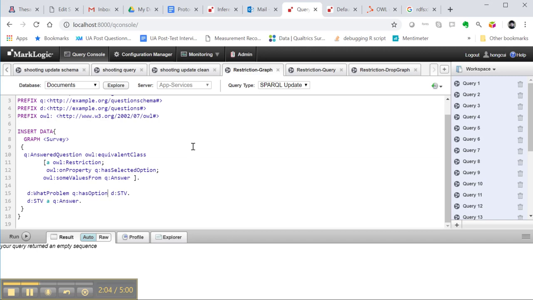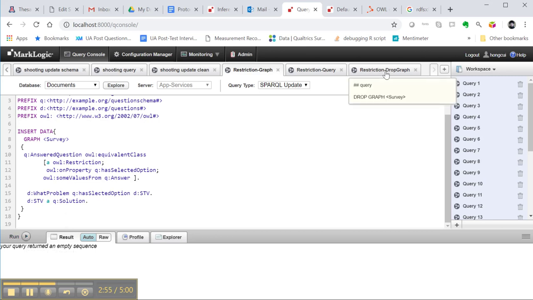Let's see. And the second criterion is that some value must come from this class. So let's try out the second idea. I'm meeting the first requirement, but this time I'm going to call ST a solution. And I did not say solution is a subclass of answer. So I again expect the system does not infer that word problem is an answered question, because we did not meet the second criterion that some value of has selected option must be an answer.